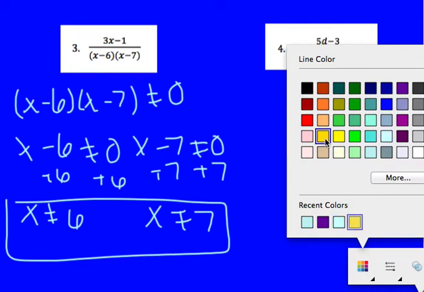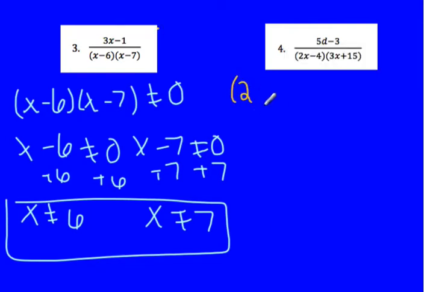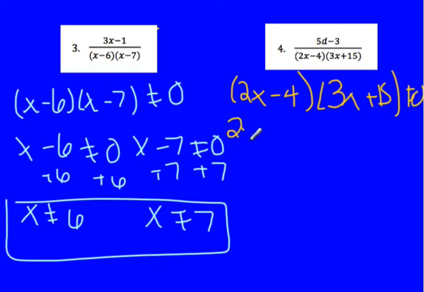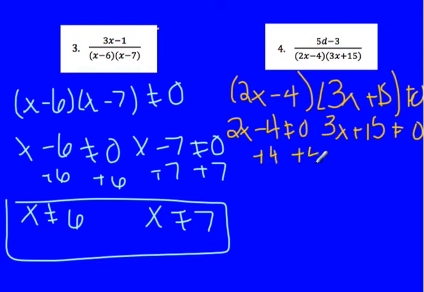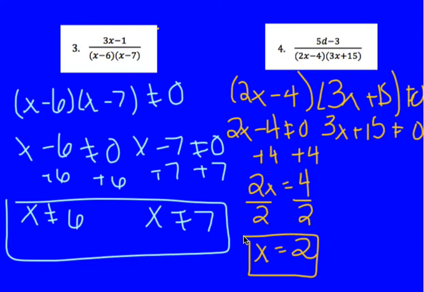Taking a look at number 4. For number 4, we're saying that 2x minus 4 times 3x plus 15 cannot be equal to 0. So that means 2x minus 4 cannot be equal to 0, and 3x plus 15 cannot be equal to 0. So then we're going to add 4 to both sides, and we get 2x is equal to 4. So that 2 is being multiplied by the x. So we're going to go ahead and divide both sides by 2. 4 divided by 2 is 2. So that's one of our values that we need to have excluded.